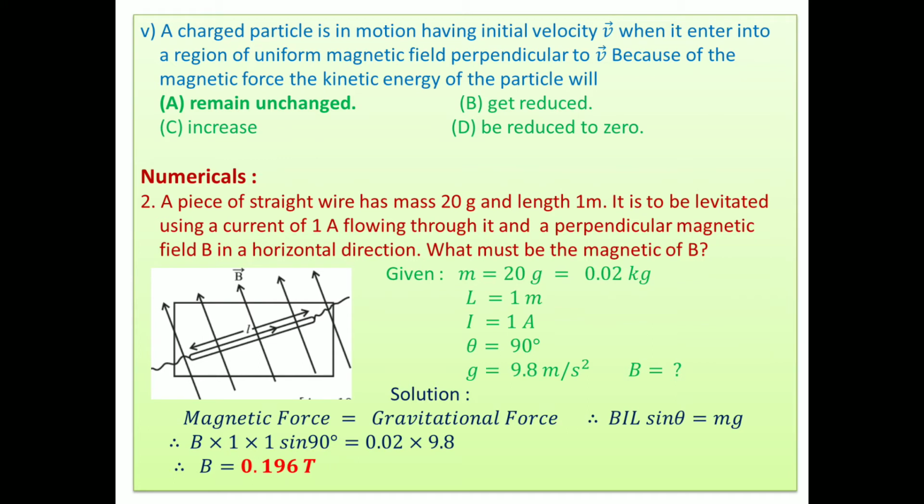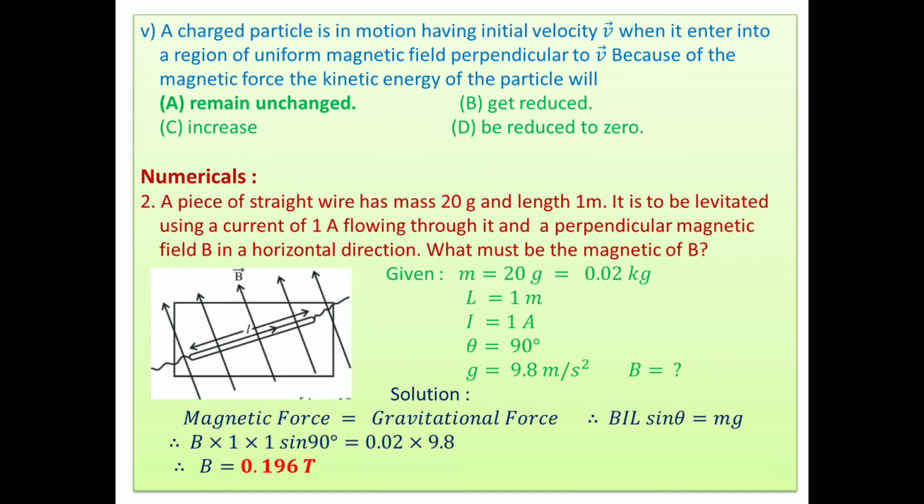Thereafter we go through another one. A charged particle is in motion having an initial velocity v. It enters a region of uniform magnetic field perpendicular to v. Because of the magnetic force, the kinetic energy of the particle will remain what? Look here, when the charged particle enters the magnetic field, it gets deviated, but its velocity remains unchanged. So there is no change in the velocity. We know that kinetic energy is half mv squared. Mass remains constant and velocity is constant, so no doubt kinetic energy also remains constant. Then option A, remains unchanged.